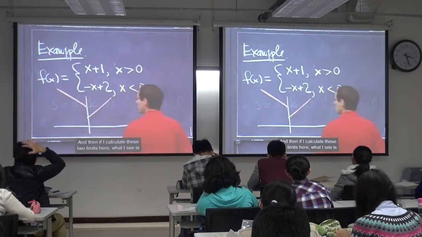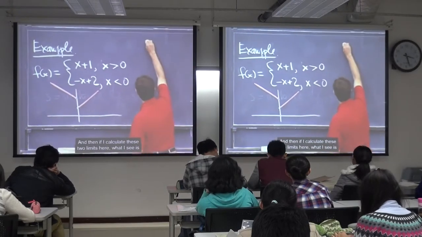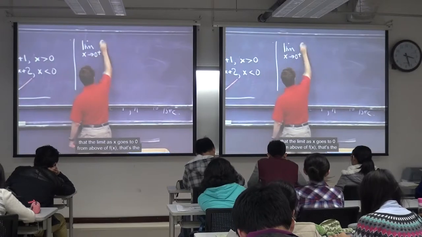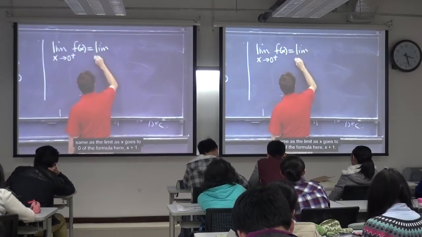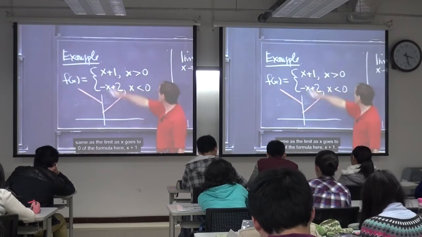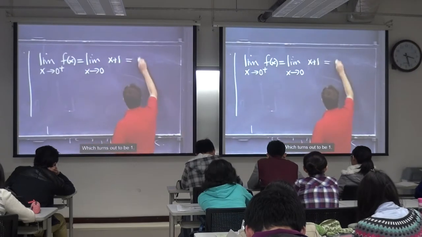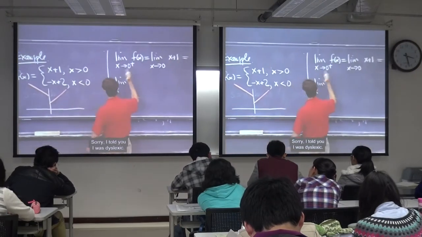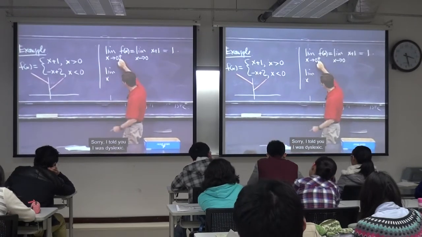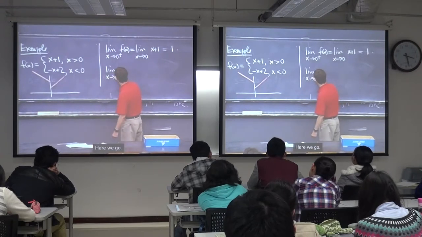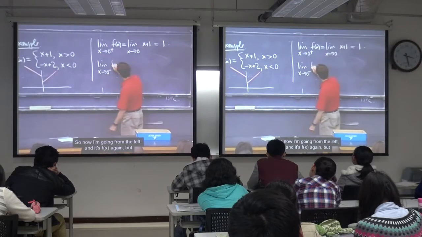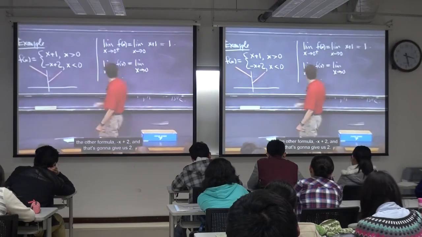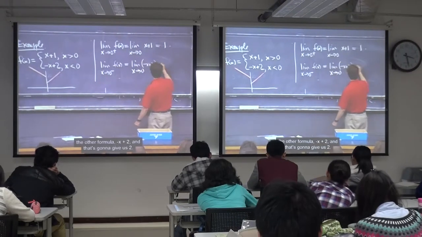And then, if I calculate these two limits here, what I see is that the limit as x goes to 0 from above of f of x, that's the same as the limit as x goes to 0 of the formula here, x plus 1, which turns out to be 1. And if I take the limit from the left, sorry, I told you right, this is the right. It's okay. So that's the right hand limit. Here we go. So now I'm going from the left, and it's f of x again, but now, because I'm on that side, the thing I need to plug in is the other formula, minus x plus 2, and that's going to give us 2.